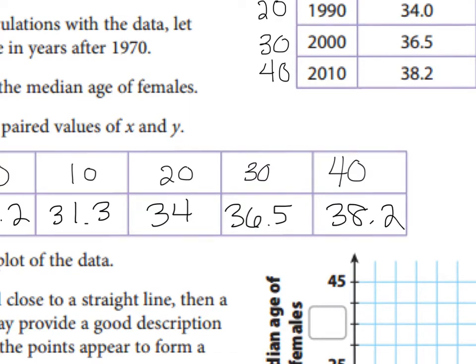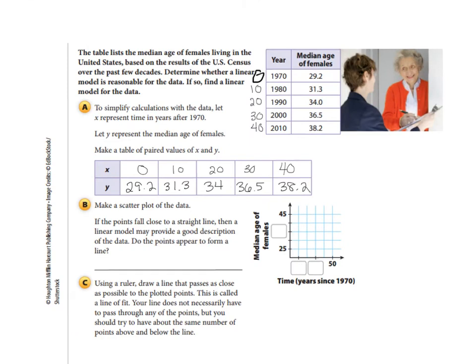So now they want you to make a scatter plot of it. So go ahead and create your scatter plot for point B and answer the question of, do the points appear to form a line or not?